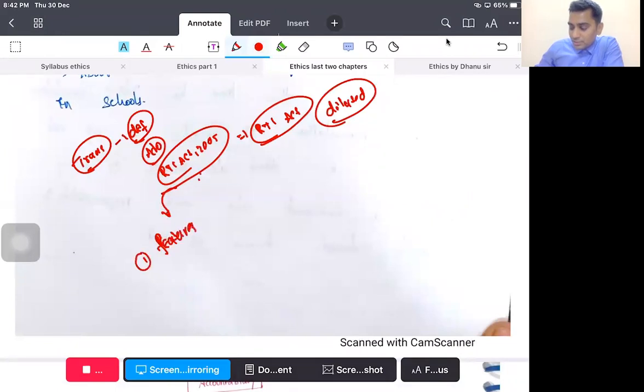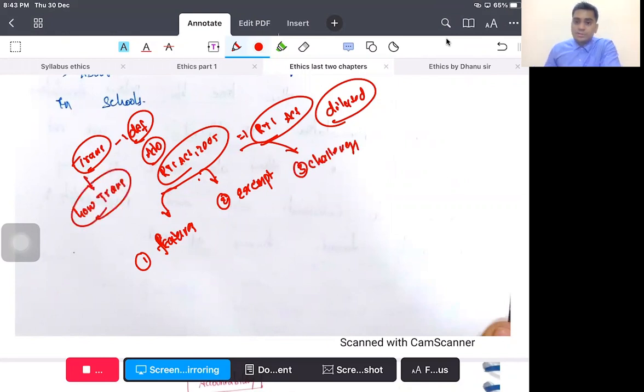And then in this RTI Act, what are the basic features of the RTI Act? That is the first thing. The second thing that we have discussed is what are the exemptions, and then what are the challenges in implementing RTI, right? And in this, how you can promote transparency. We have discussed all these things, right?